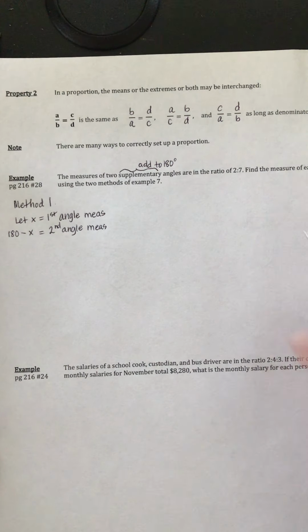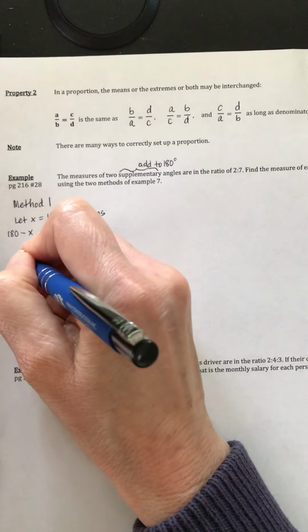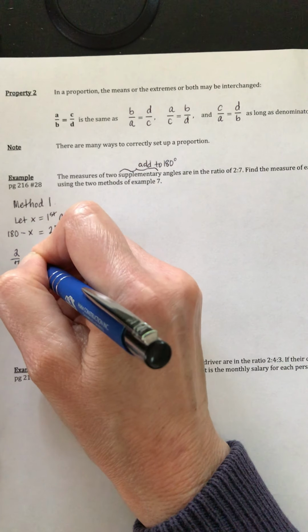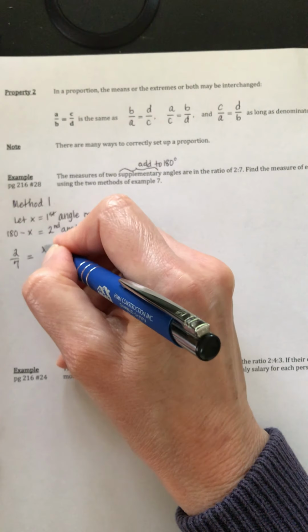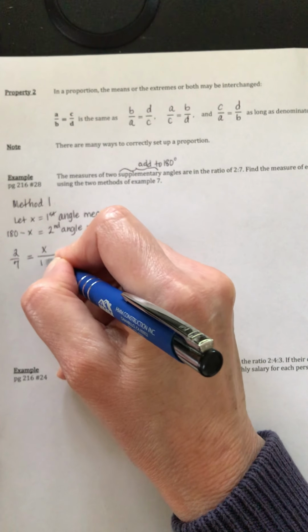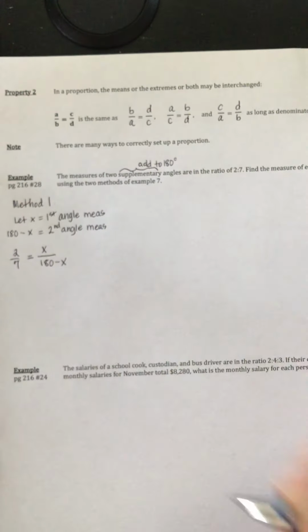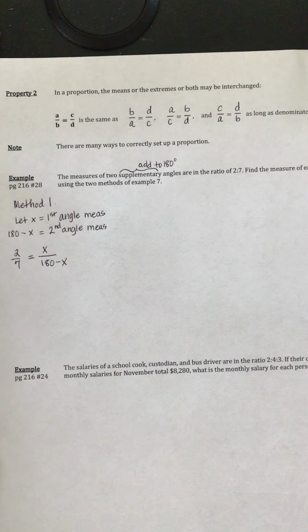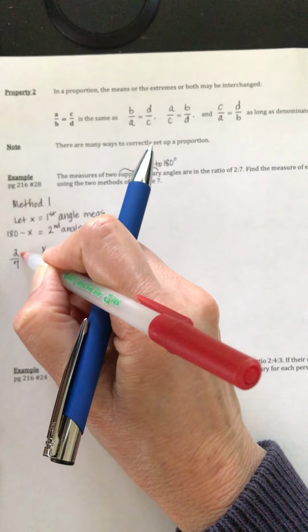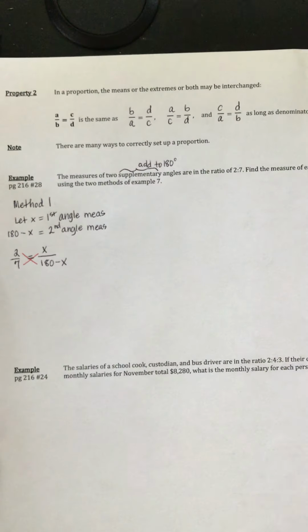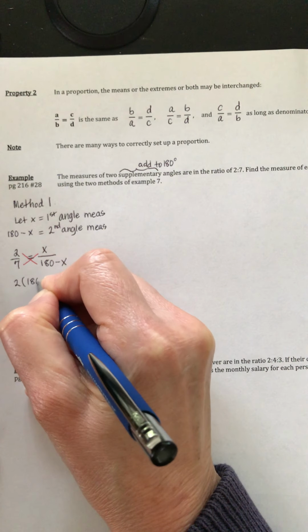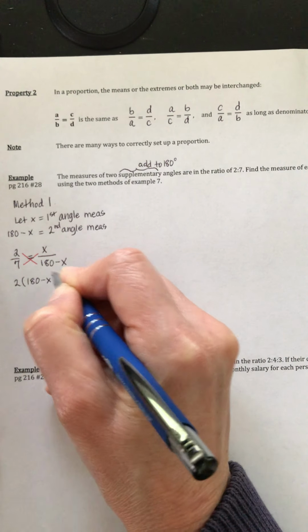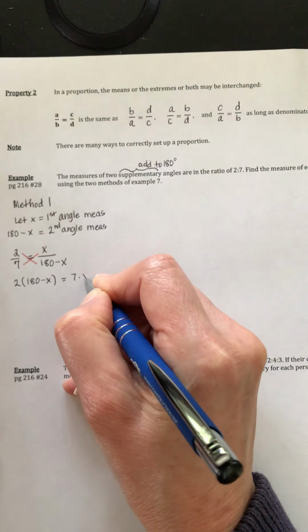Okay, so now we know they're in a ratio of 2 to 7, so I can go ahead and write 2 over 7. We know that can be written in fraction form. And then the first angle is x, and the second angle is 180 minus x. So then we have a proportion that we can solve by cross multiplying. So we're going to have 2 times 180 minus x equals 7 times x.